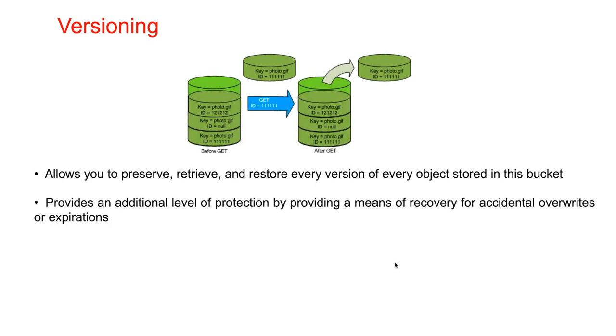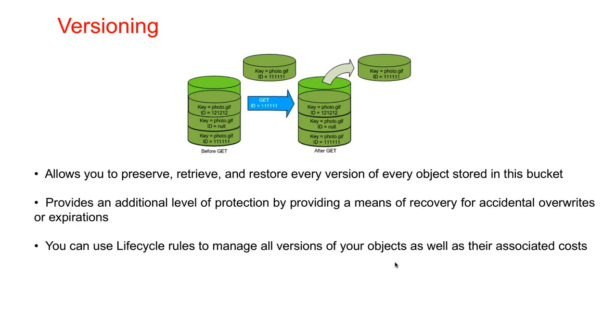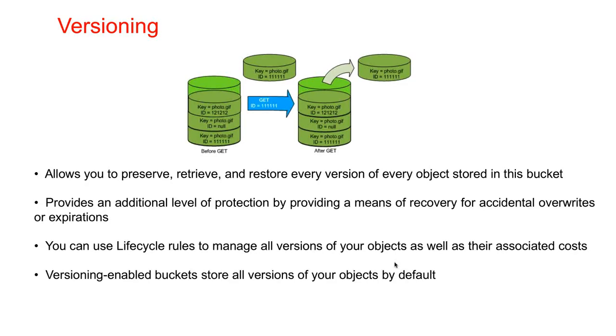It provides an additional layer of protection by providing a means of recovery for accidental deletions and overwrites, or expirations, I would say. You can use lifecycle rules to manage all versions of all your objects as well as your associated costs. Versioning-enabled buckets store all the versions of your objects by default. Once enabled, versioning cannot be disabled, only suspended.